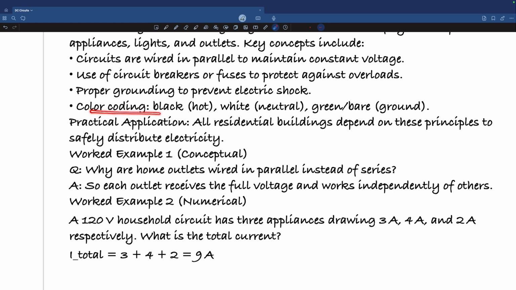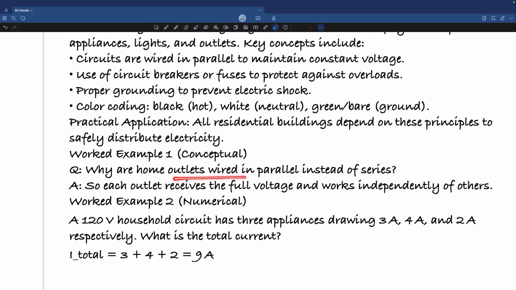Now, color coding, I'm not going to ask you all this on the exam, but it's important for you to know that the hot wire or the live wire is black. The white is neutral. And the green is the ground. I'm talking about a 3-pin plug, if you may, that you plug into the socket. There are 3 wires. There's one live wire, there is a neutral, and green. All this will make more sense as we go on, okay?